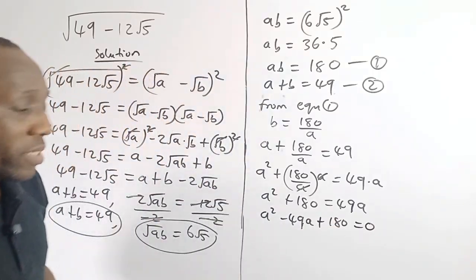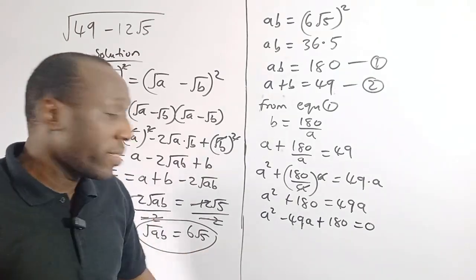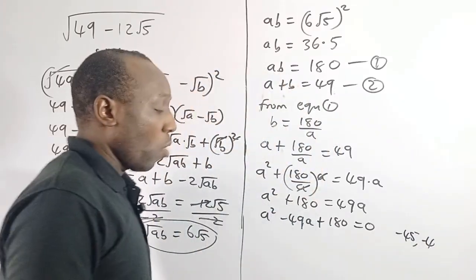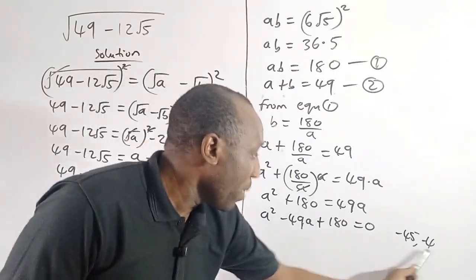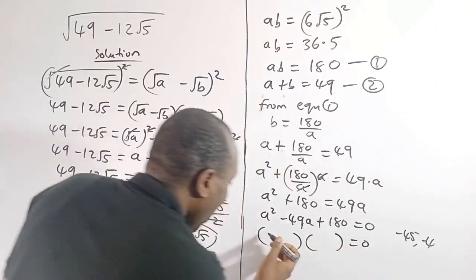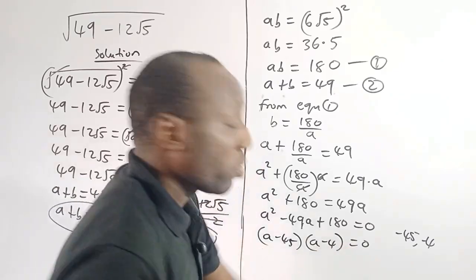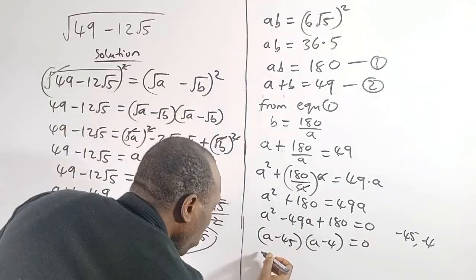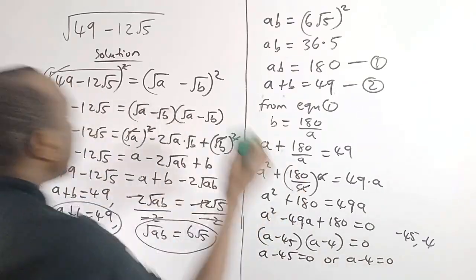I want us to factorize it. Think of two factors. When you multiply, you get 180. When you add these two factors, you get negative 49. What could that be? I think minus 45 and minus 4 would work. What is minus 45 plus minus 4? That's minus 49. And if you multiply this, you get what? 180. So open two brackets and then plug in the factors into there. So you have A minus 45 and then A minus 4, all is equal to 0. So here, using the zero product rule, A minus 45 is equal to 0, or A minus 4 is equal to 0.